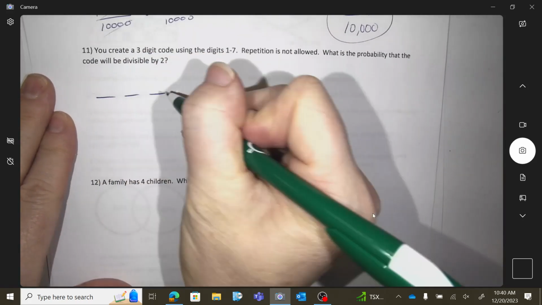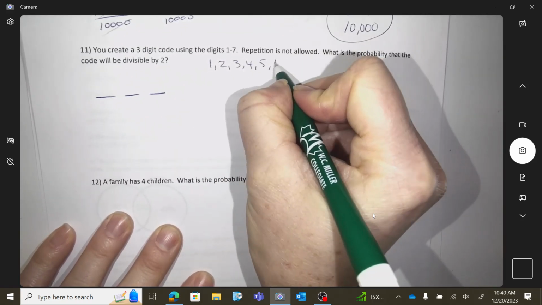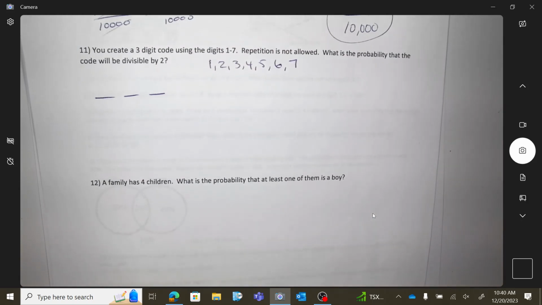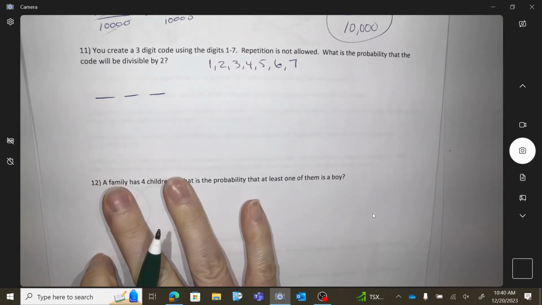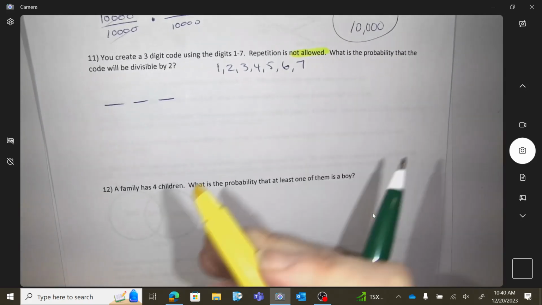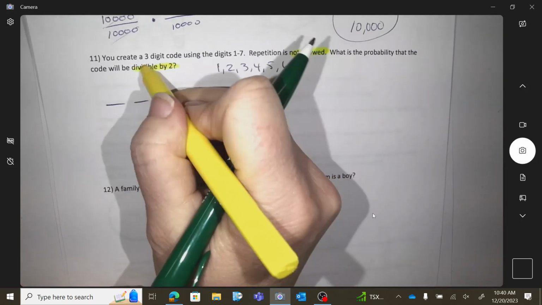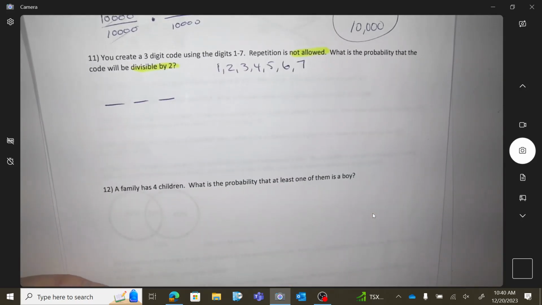Three-digit code. Using these digits only. Repetition is not allowed. What's the probability that your code would be divisible by 2?